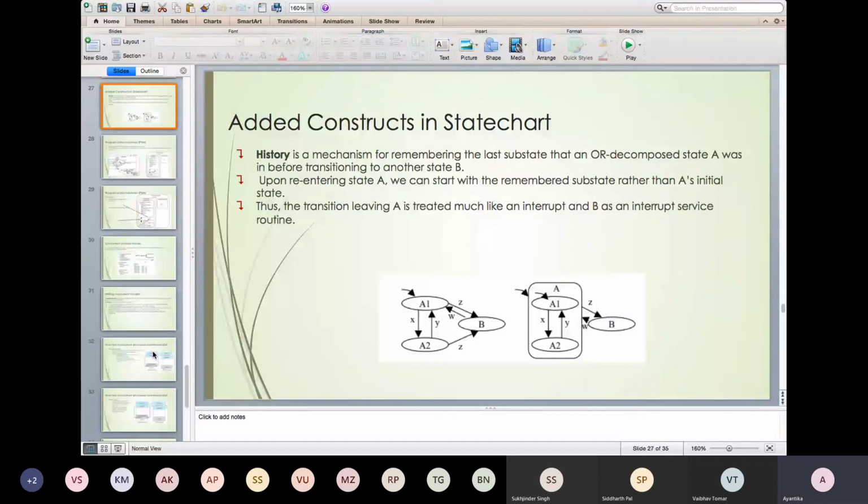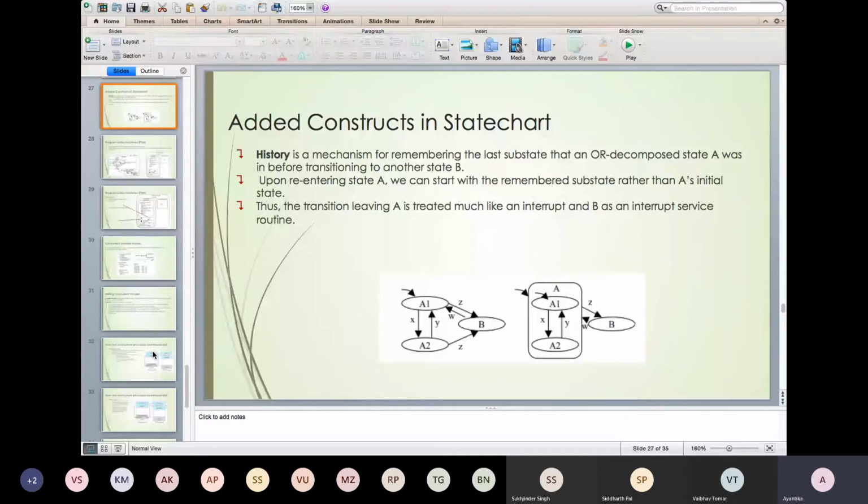So when you are coming out from A to B, it may not be known whether you are coming out from A1 or from A2. For B, it is just that you are coming out from A. But with this history construct added, what happens? The history records, when the transition condition is satisfied and you come out from A, whether you are coming out from A1 or from A2.